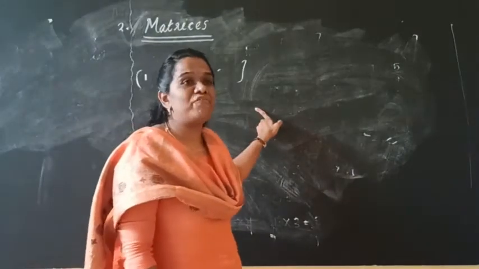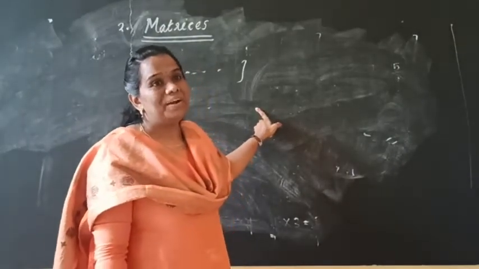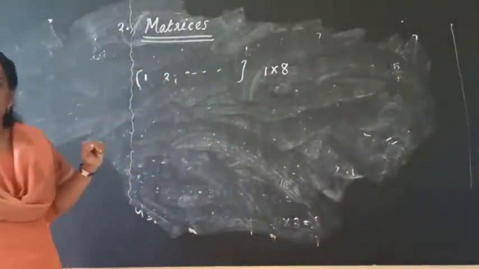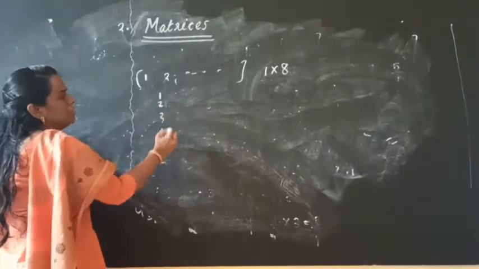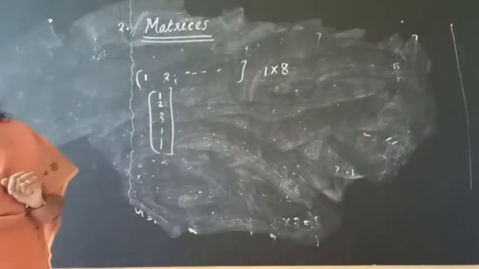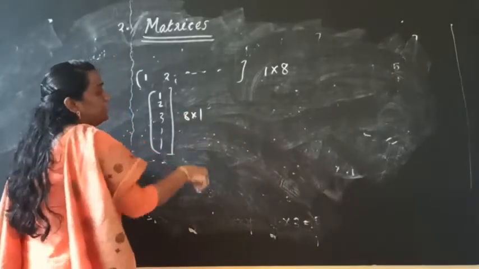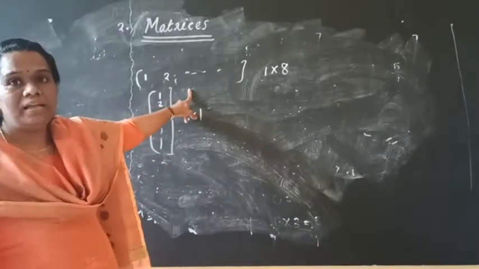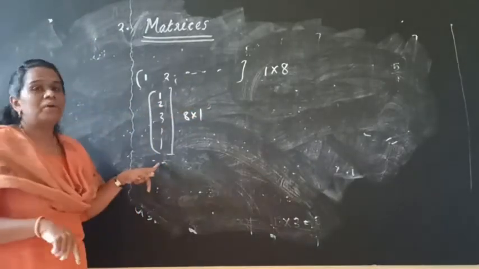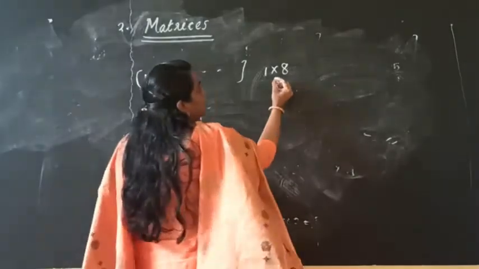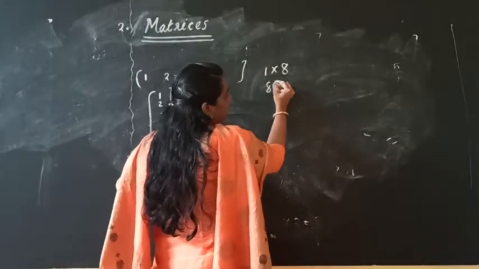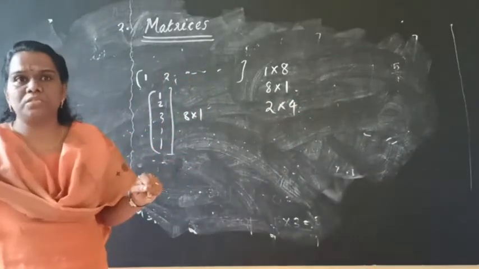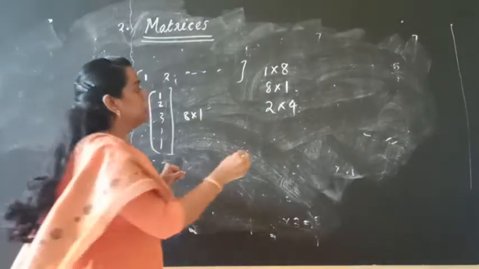A single row. This type of matrix is known as a row matrix. What is the order here? 1 by 8. And you can also write the 8 elements in a single column. What is the order here? 8 by 1. This type of matrix is known as a column matrix. A row matrix has only 1 row, and a column matrix has only 1 column. Then the other possible orders: 2 into 4, which is 2 rows and 4 columns, and 4 into 2.